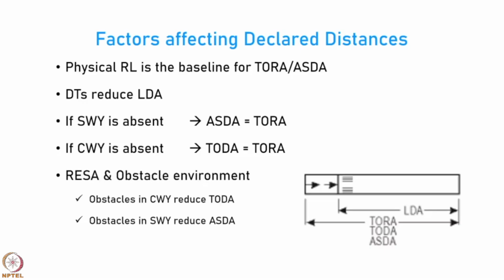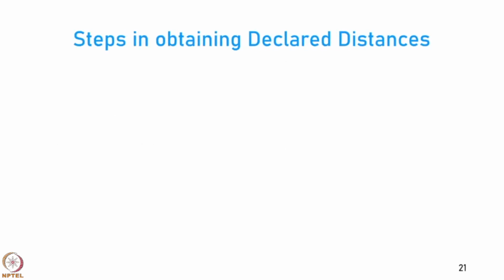Now you have the runway end safety area, and there are certain obstacle surfaces. We have already talked about it in the airport design section. All the obstacle surfaces around the airport and their angles have been marked. So if there is any obstacle present in the clearway, then it reduces the TODA. If there is an obstacle present in the stopway, then it reduces the ASDA, because that much portion cannot be used. Okay. So that is how the obstacles and the runway end safety areas sometimes affect the values of TODA and ASDA, and we will see one example of this.